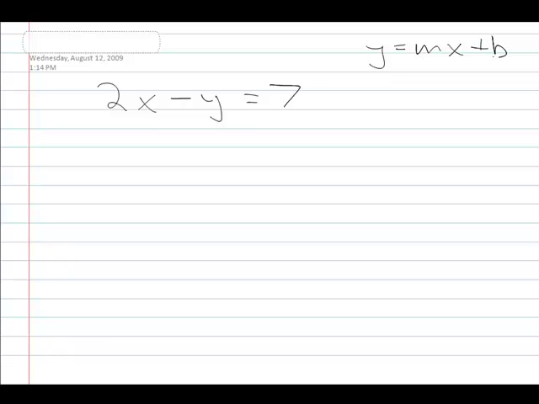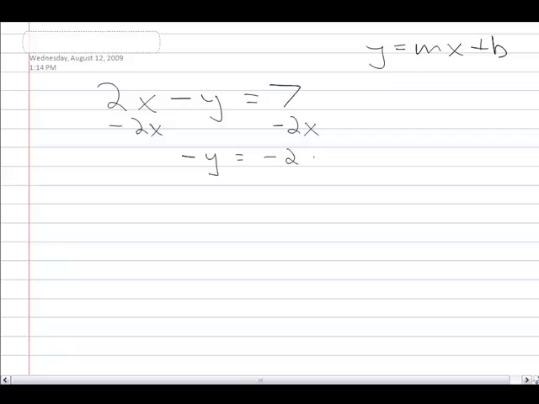So let's take another example of graphing a line. Let's say we've got the equation 2x minus y equals 7. This is in standard form, but what we want to do is get it into the slope-intercept form. So all we need to do is solve for y. To do that, I'm going to first start off by subtracting 2x from both sides.